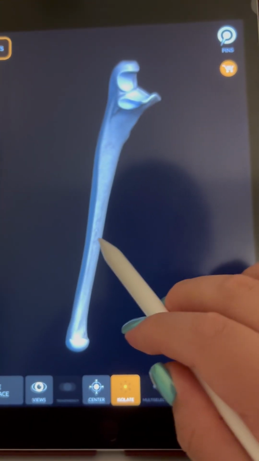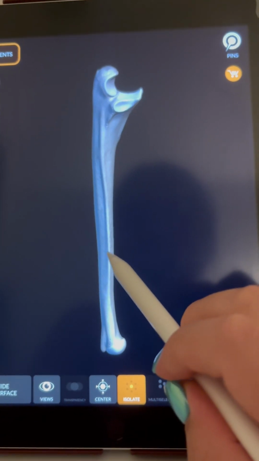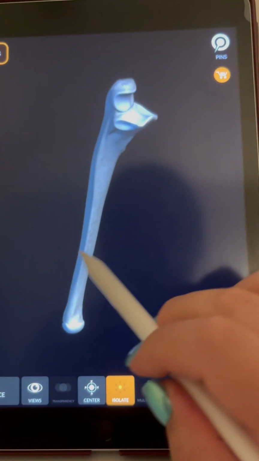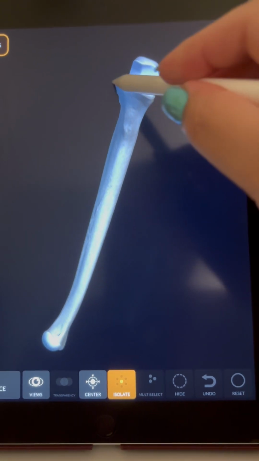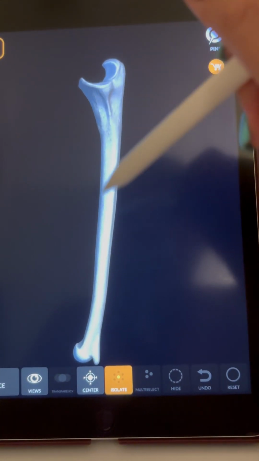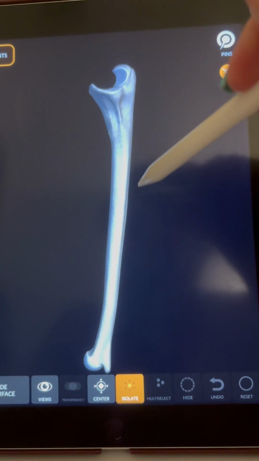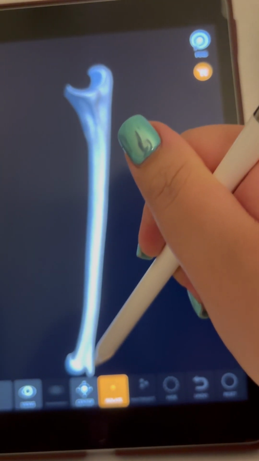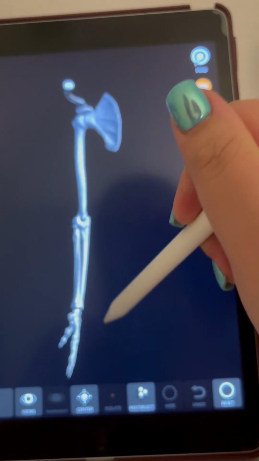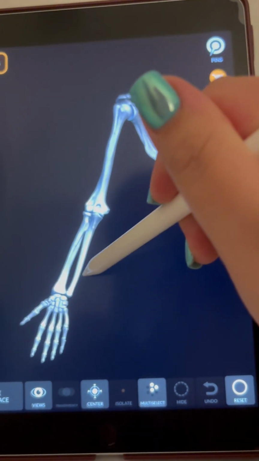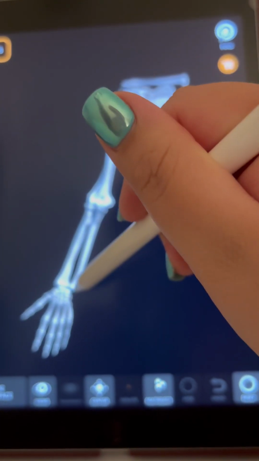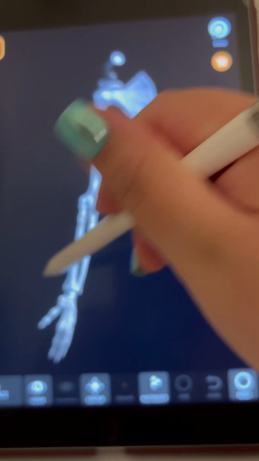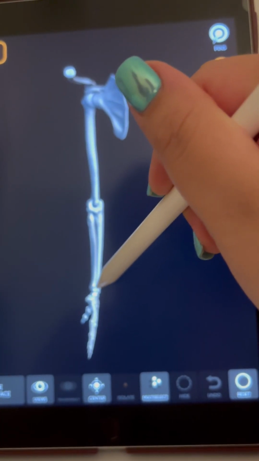You also would have to know if it's a left or right bone for the ulna as well. The way that I like to remember it is the way that the styloid process faces out. As you can see here, this is a right ulna, just because the styloid process is on the lateral side.